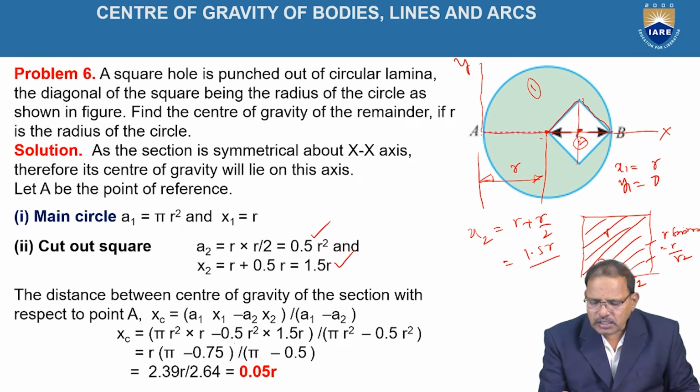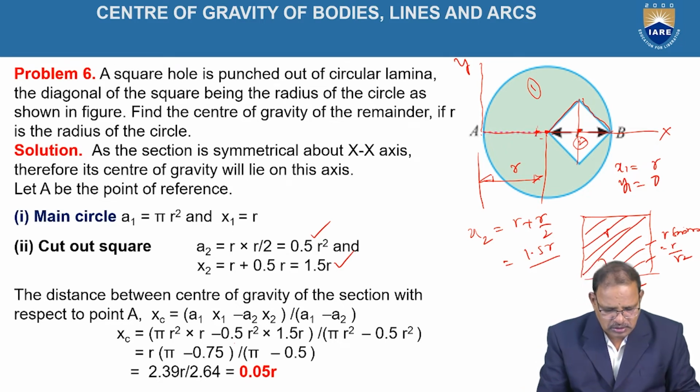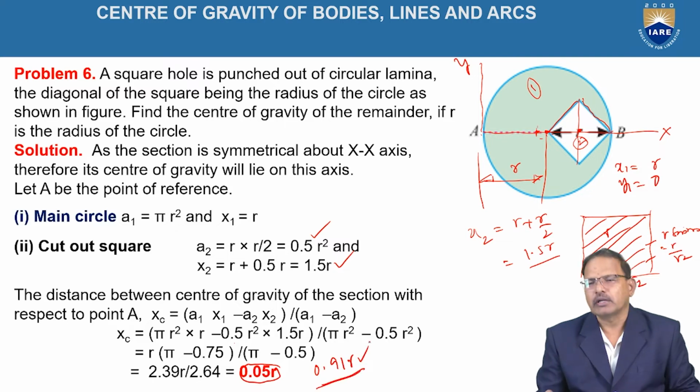That is, it is almost at this position now. Okay, this is the position now. Here this value is not correct now, some error is there. It is almost equal to 0.91 r. This is our required answer now.